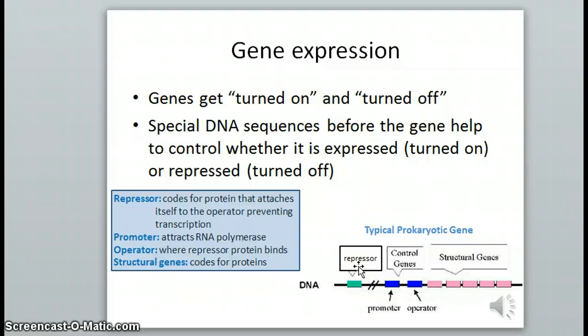The next 2 sequences of DNA act like on and off switches. The on switch is the segment of DNA that attracts RNA polymerase so that transcription can begin. This is called the promoter.